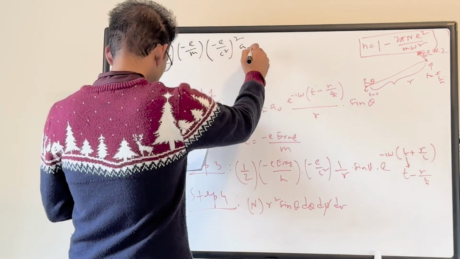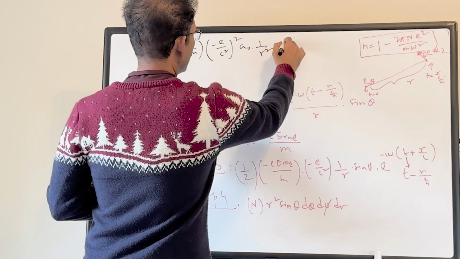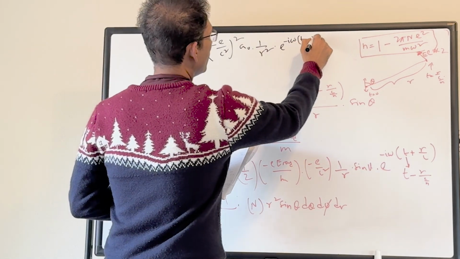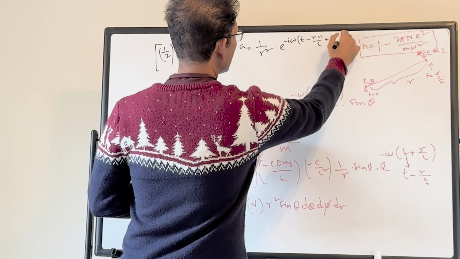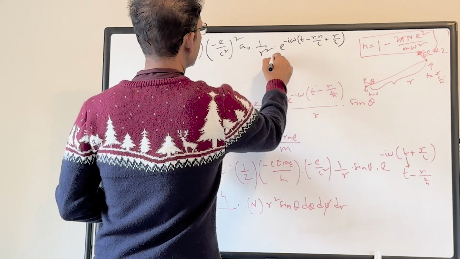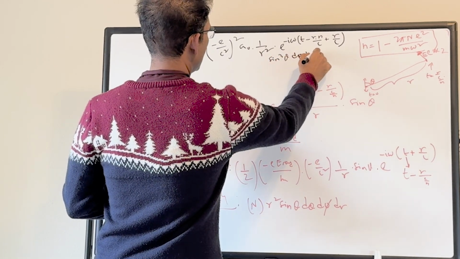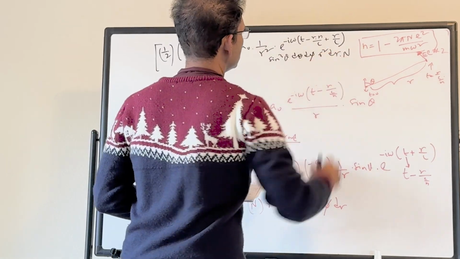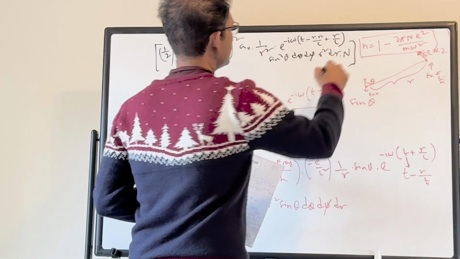And then you have a0, and you have 1 over r squared, and then e to the minus i omega t minus r times n over c plus r over c. And then you have sine cube theta, d phi, and r squared dr, and n. I hope my handwriting is still legible.